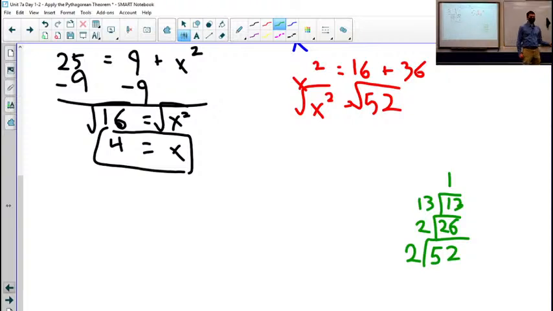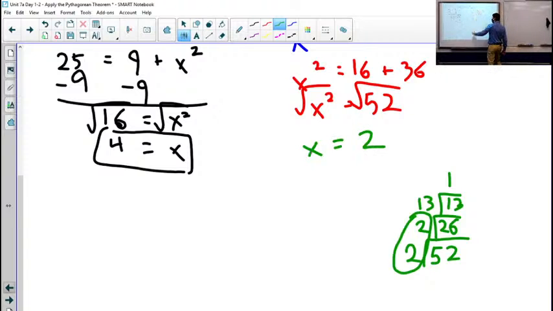So 1 marks the top of our tower, and the next step in this process is going to be to circle any of our pairs. So in this case, we got a pair of 2s. And if I have a pair, it can go outside of the square root. So we have a 2 that is brought outside of the square root. But the 13 doesn't have a pair to go with it. It's by itself, so it has to stay inside the square root.